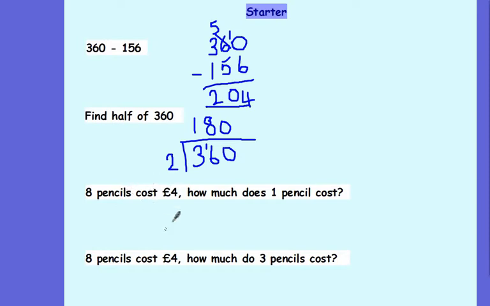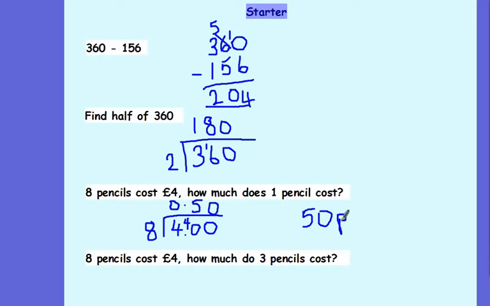If 8 pencils cost £4, how much does 1 pencil cost? I need to divide my £4 by 8 to work out the cost of 1. Again, I'm going to do a sum. Here's my £4. Felix, how many 8s are there in 4? None. Brilliant. Remainder 4. The number of 8s in 40 is 5. And Jasper, how many 8s are there in 0? None whatsoever, so that's 50p.